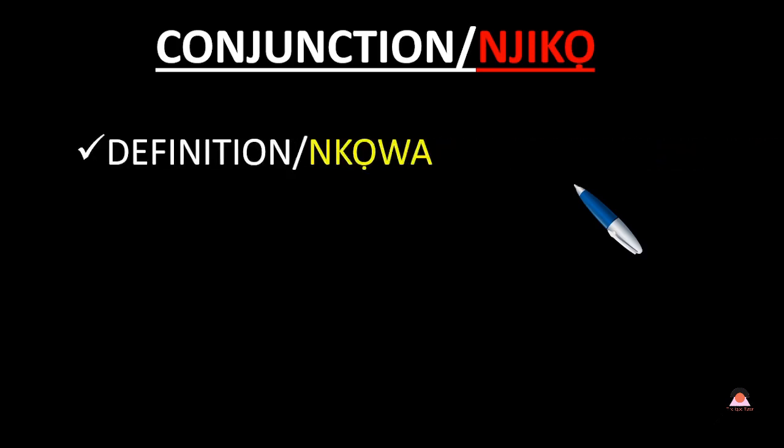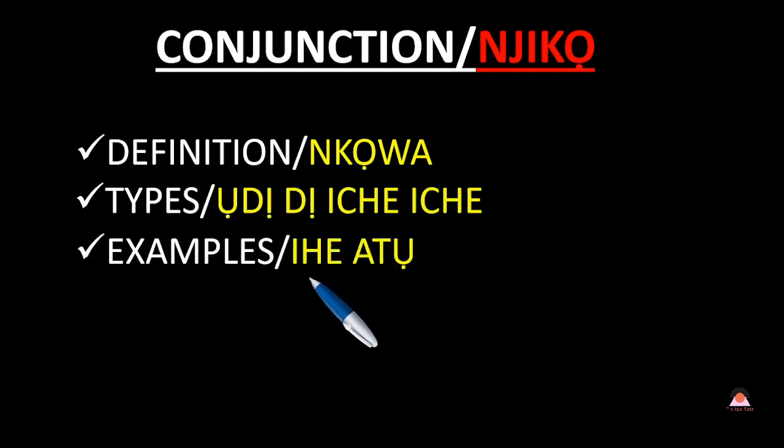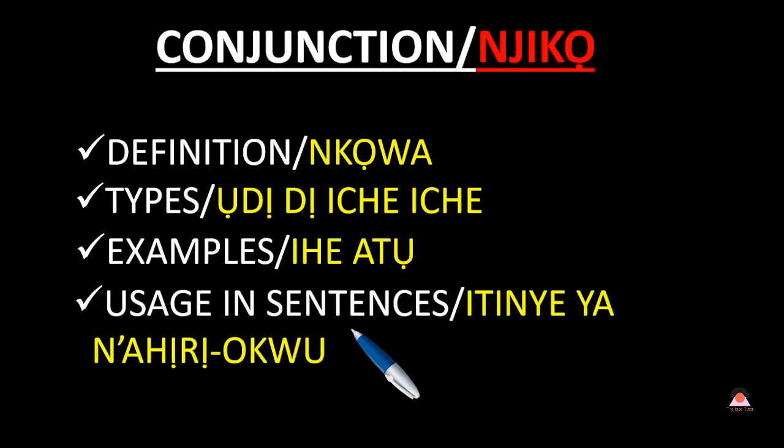In this lesson series, we're going to cover a number of issues here. Number one, definition of conjunction, which is called nkowa in Igbo language. Not only that, we're going to look at types. Types means udidi chiche in Igbo language. We're going to look at examples of conjunction. We call it ihe atụ in Igbo. Then we'll look at usage of conjunction in sentences. In Igbo, we say itinye ya na ahịrịokwu. Ahịrịokwu is sentence in Igbo language. So these are the four areas we're going to look into to have a perfect understanding of conjunction in Igbo language. Let's move on now.